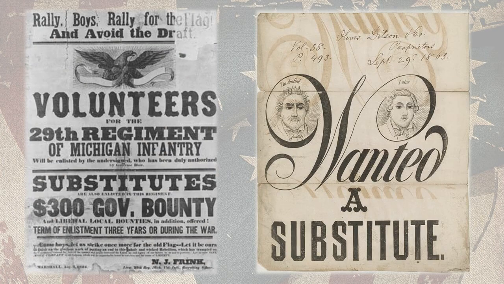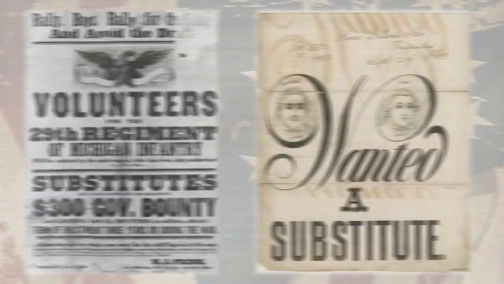Substitutes tended to be young men of 18 or 19 years who were old enough to serve, but too young to be drafted. Immigrants who had not yet applied for citizenship also provided a large pool of possible substitutes. The option to hire a substitute or pay a fee not to serve angered many Americans, who complained about the conflict being a rich man's war and a poor man's fight.